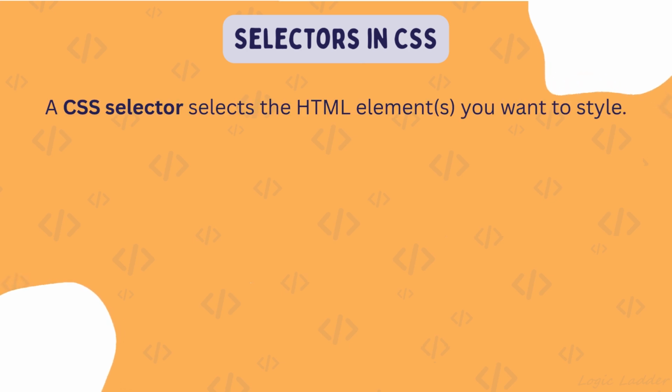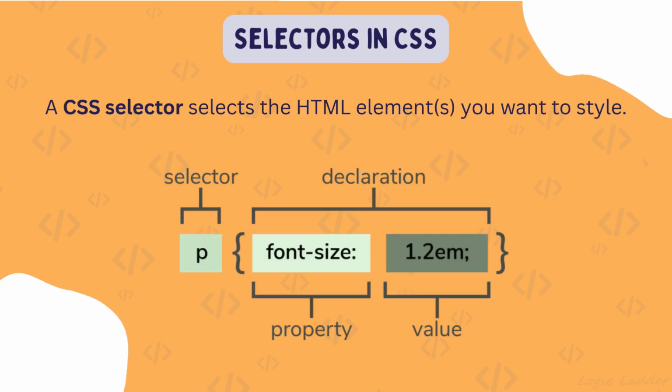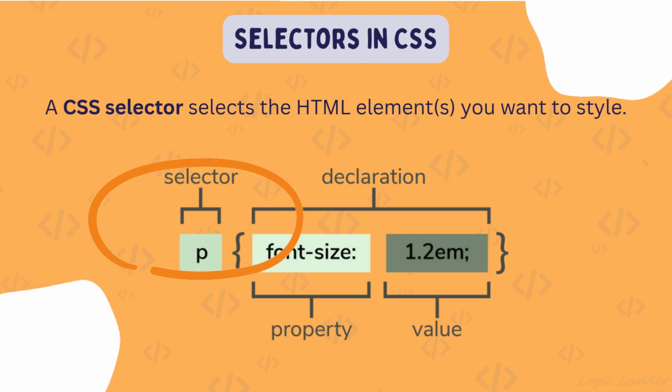Selectors in CSS help us target specific HTML elements that we want to style. Whether you want to change the color of all paragraphs or give a unique style to just one button, selectors make it possible.